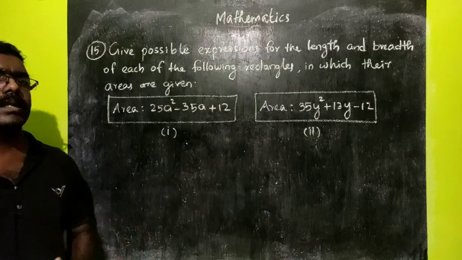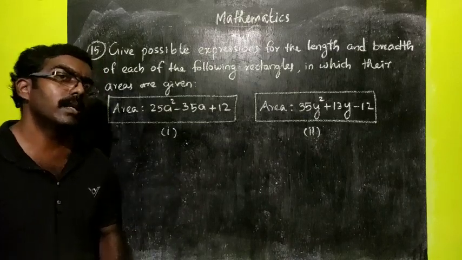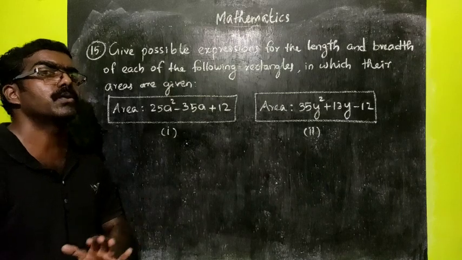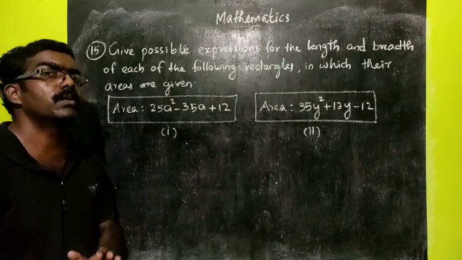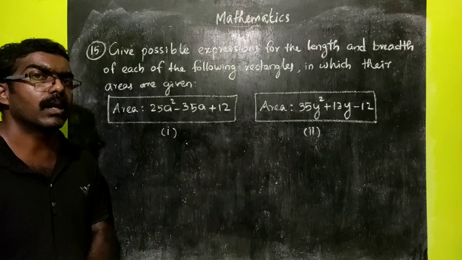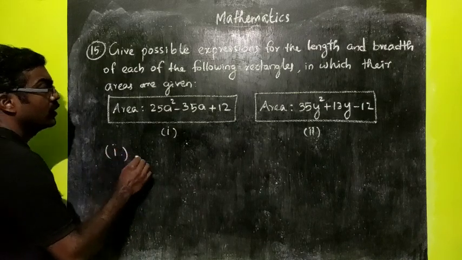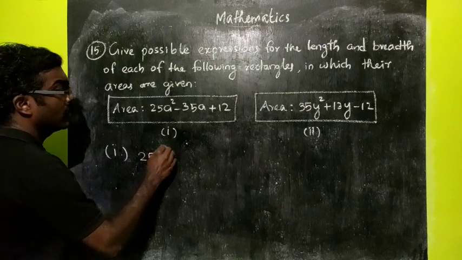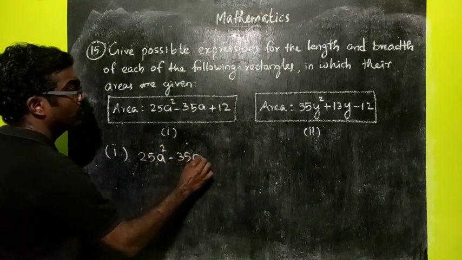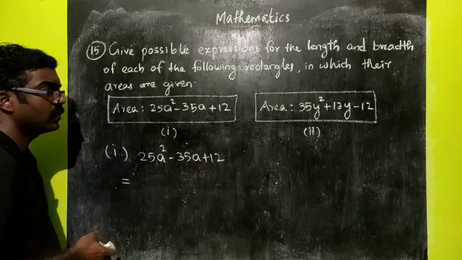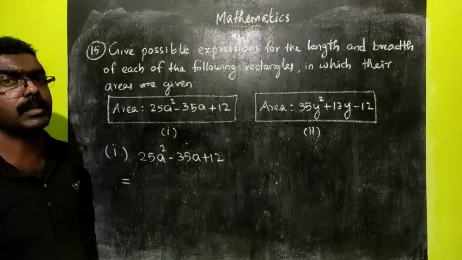As we know, area is length into breadth, and here the expression is a quadratic polynomial, so we have to split it into two linear factors. Okay, so let's take the first one. Here it is 25a square minus 35a plus 12. This can be factorized using the method of splitting the middle term.